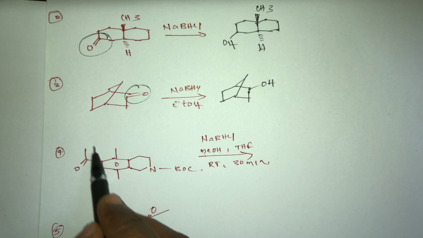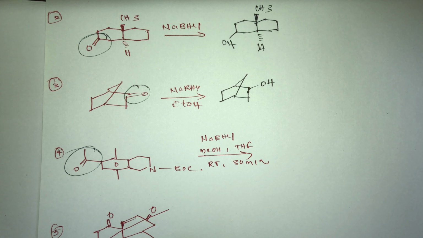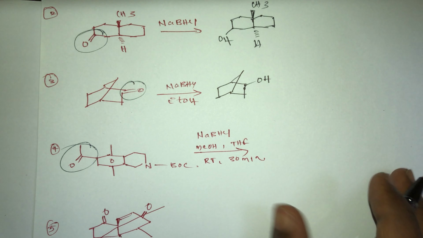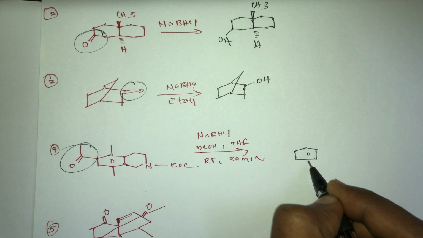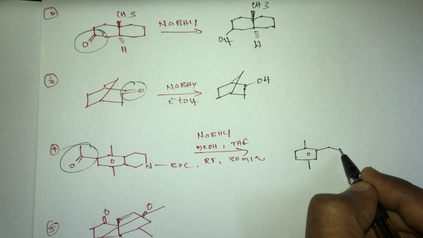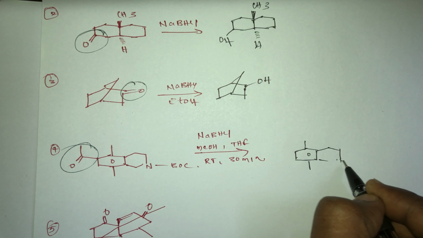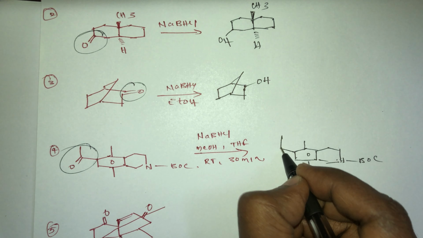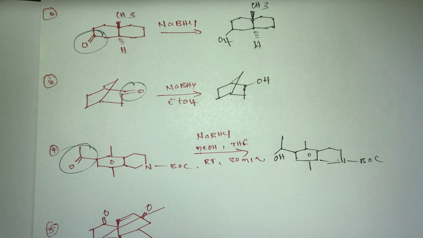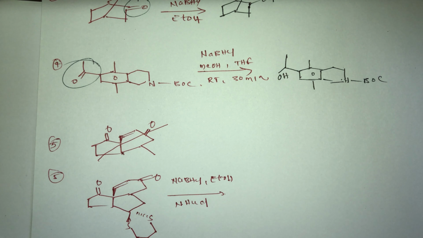So you can see here we have a ketone. Again you write the same compound, but instead of the ketone you keep the alcohol, right? So this is for this reaction.